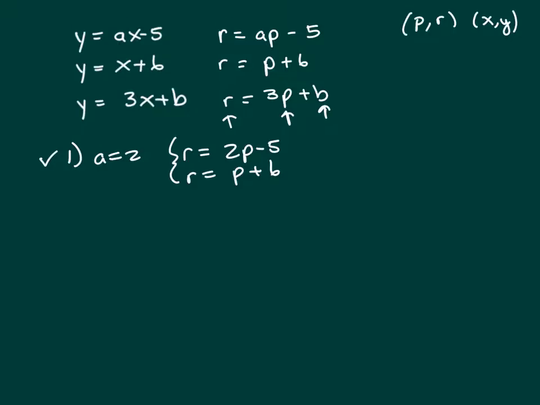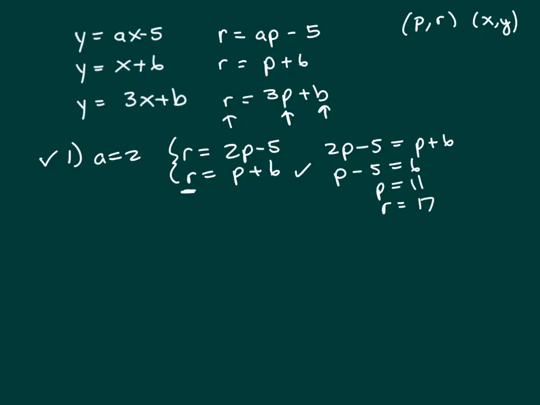So I know that R is 2P minus 5. So let's substitute that in right here. Another name for R is 2P minus 5 equals P plus 6. Subtract P from both sides. I get P minus 5 equals 6. P equals 11. And then if P is 11, just plug it back in this bottom equation. If P is 11, R is 17.